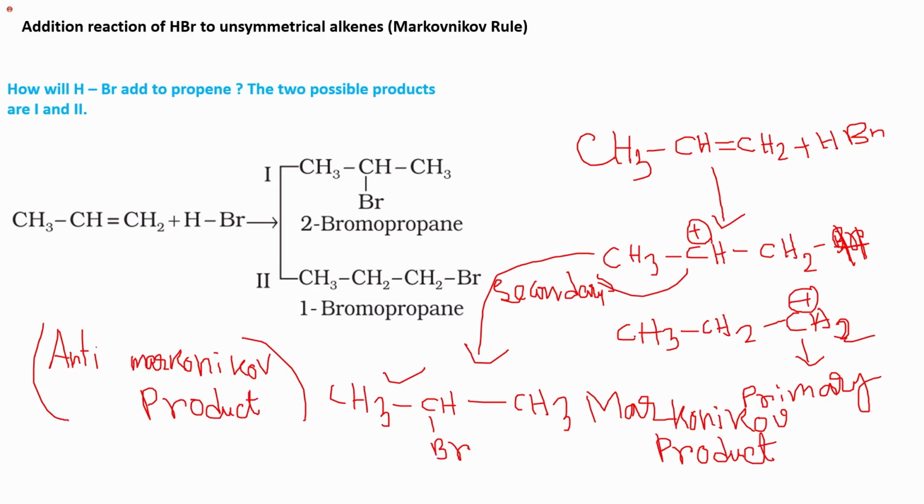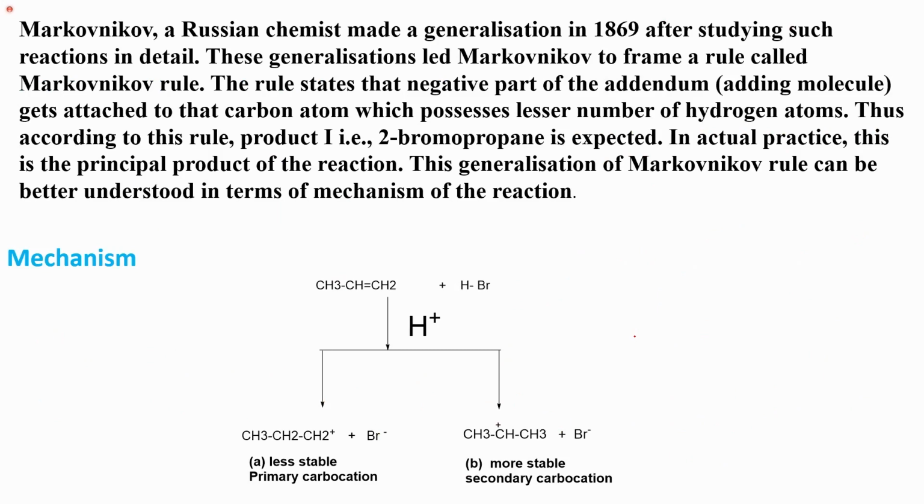Okay, now what will we see next? The Markovnikov rule was developed by a Russian chemist who made a generalization in 1869. After studying each reaction in detail, the generalization led Markovnikov to frame a rule called the Markovnikov rule. The negative addendum, the adding molecule, gets attached to that carbon which has a lesser number of hydrogen atoms.